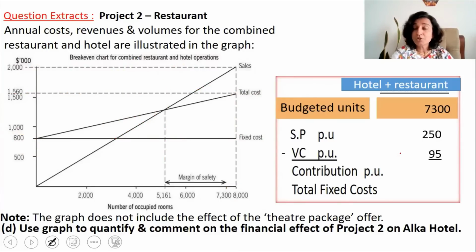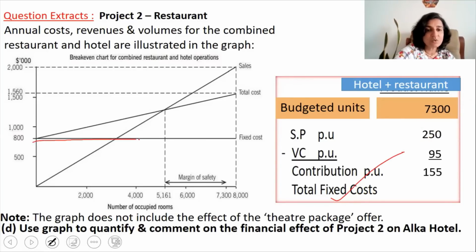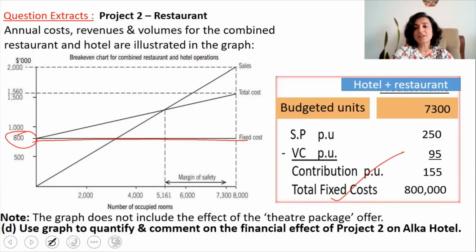Now coming to the contribution per unit. Contribution is nothing but selling price minus variable cost. So it's 250 minus 95 or $155. And the total fixed cost is the straight line, which is parallel to the x-axis. It's coming to 800,000. So this is the situation for hotel plus restaurant.